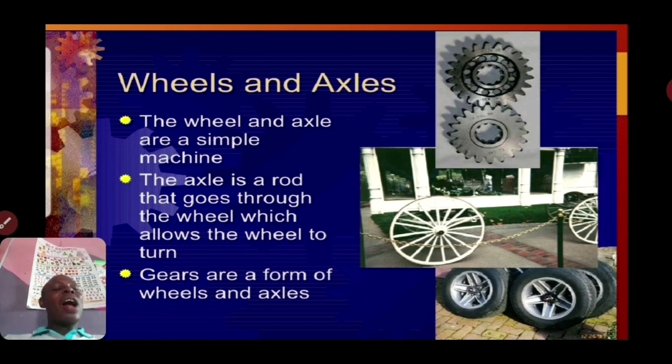Do you understand? An example of another wheel and axle is the gear of a car. You can see there is a form of wheel and axle, and the wheel in your car is a form of wheel and axle and a gear. Okay, so let's proceed.